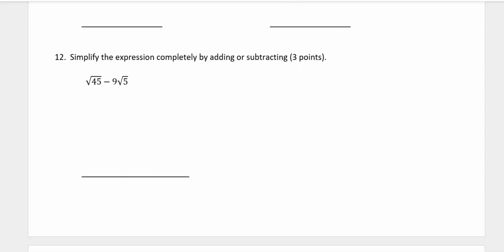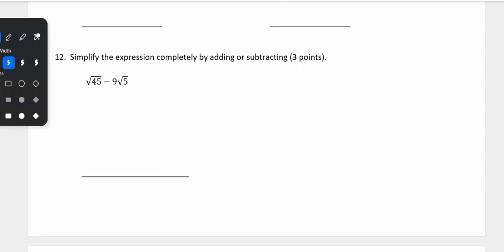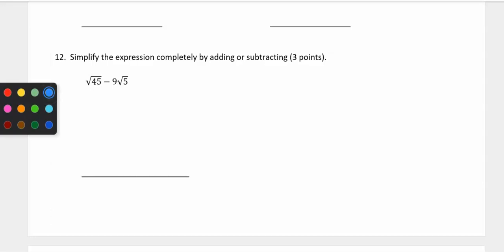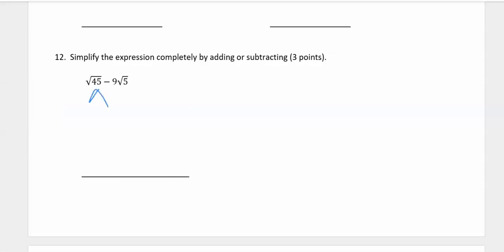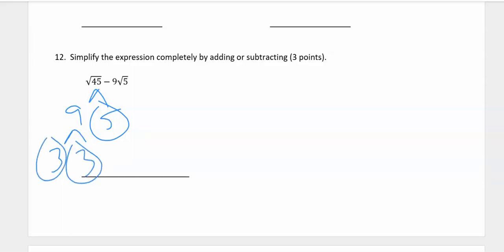All right, number 12. Now we're starting to look at some adding and subtracting. So remember from the front page that we can only add or subtract radicals if they're like radicals. The numbers are different underneath the radical. You have 45 and 5, but you always got to check to see if you can break any radicals down. And you can break down 45. 9 radical 5, that's as simplified as it gets. But look, if you rewrite square root 45, 3 comes out, 5 stays under. Okay, bring down the rest of the problem.